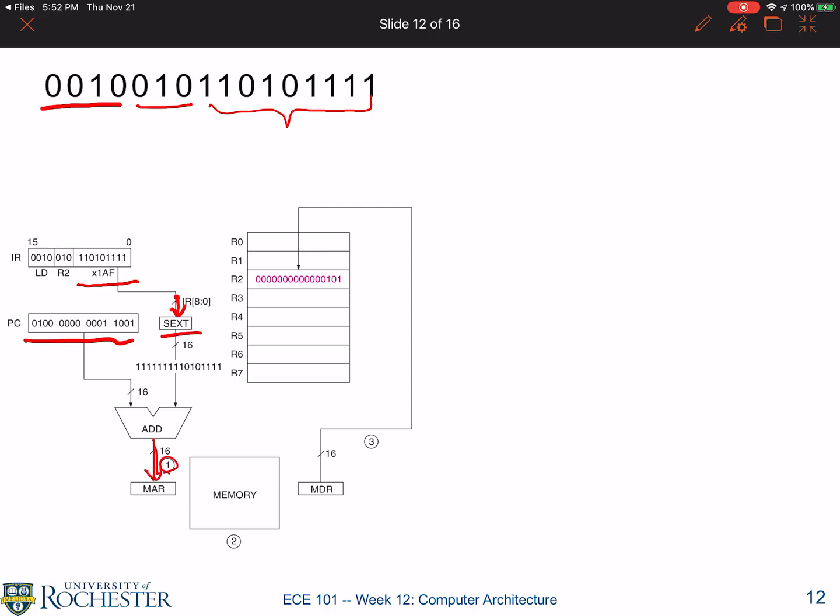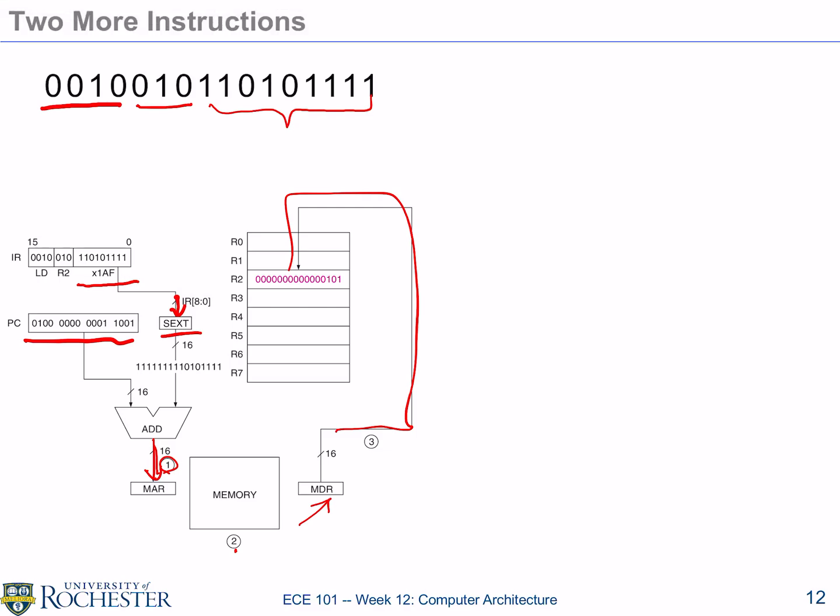Step 1, 2, you read the memory. Data comes to the MDR. 3, you send it back to your destination register. That's how it works. So that's a load instruction.